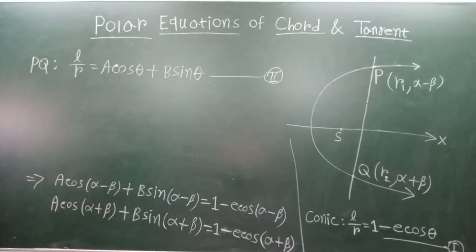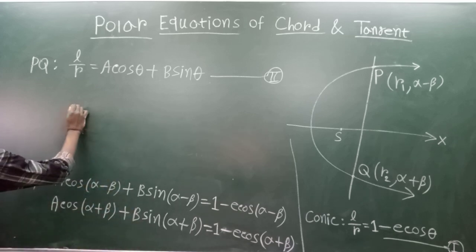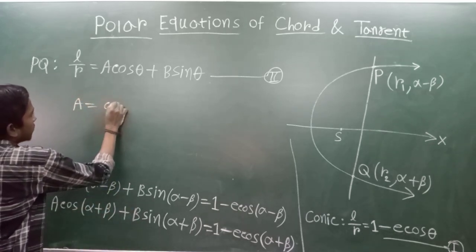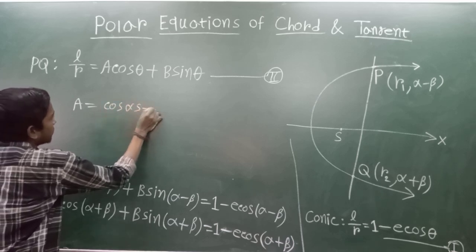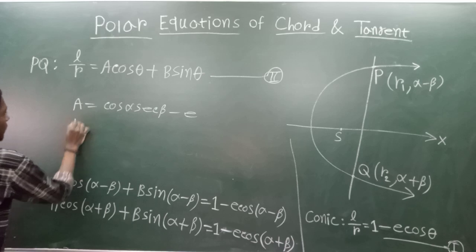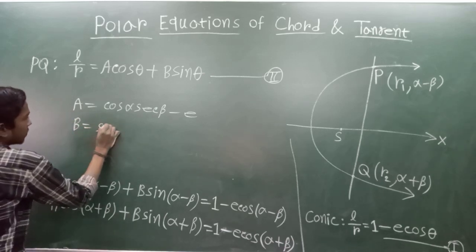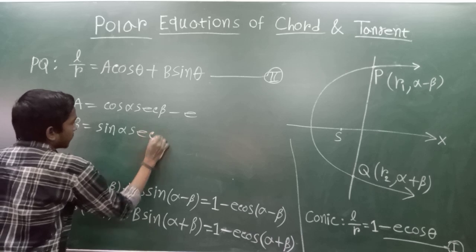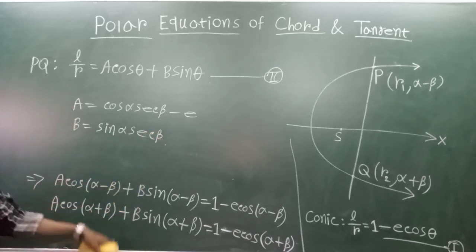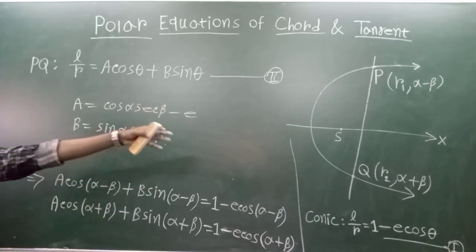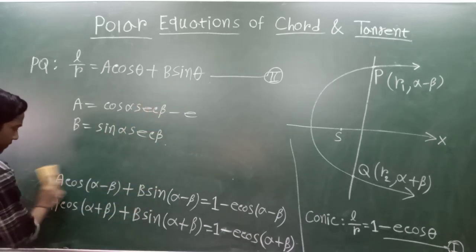So if you solve these two simultaneous equations, you will obtain the values of A and B. That is, A is equal to cos alpha sec beta minus E, and B is equal to sin alpha sec beta. I am leaving this to you; you will solve this on your own. Now just put these values of A and B in equation 2 and you will obtain the equation of the chord.